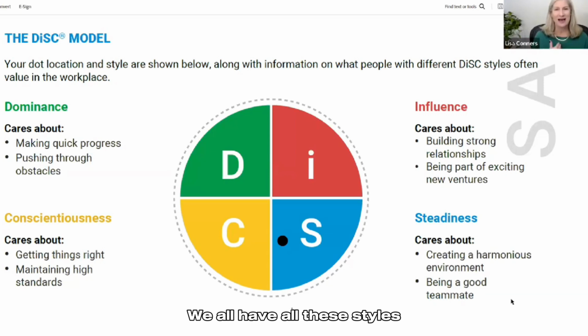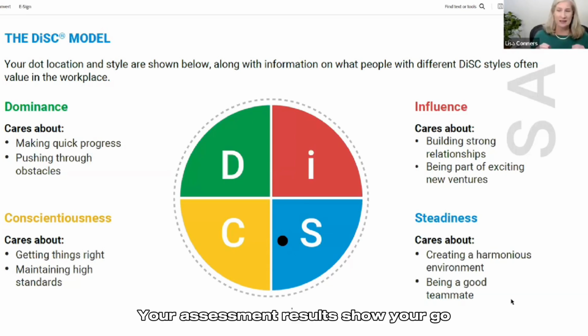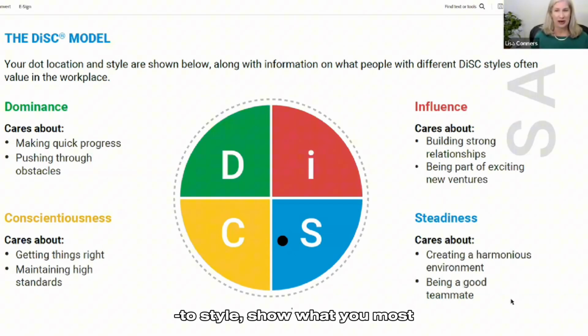We all have all these styles within us. We pick and choose which characteristics to draw on, like an actor does when they play a role. The more aware of our emotional intelligence we are, the more skillfully we can adapt. Your assessment results show your go-to style, what you most naturally do.